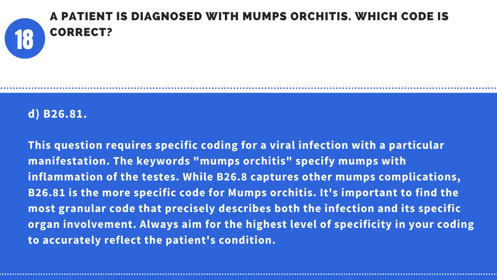This question requires specific coding for a viral infection with a particular manifestation. The keywords mumps orchitis specify mumps with inflammation of the testes. While B26.8 captures other mumps complications, B26.81 is the more specific code for mumps orchitis. It's important to find the most granular code that precisely describes both the infection and its specific organ involvement. Always aim for the highest level of specificity in your coding to accurately reflect the patient's condition.